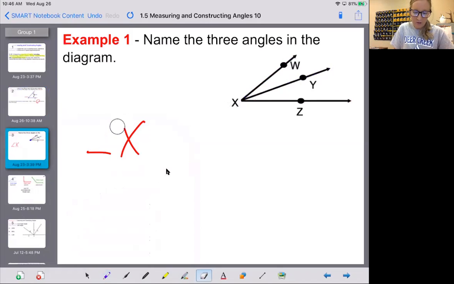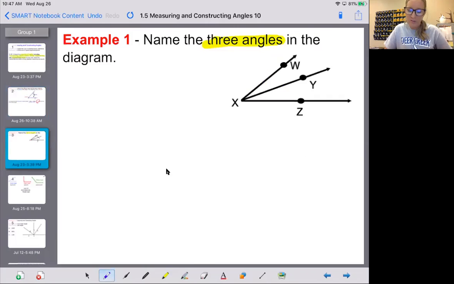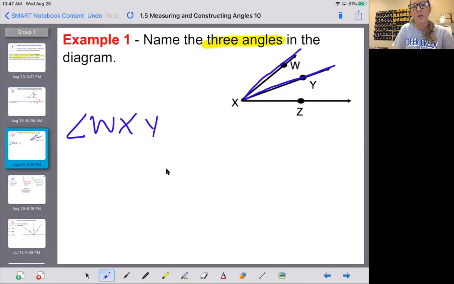So as we name these three angles that we're asked to name, we're going to make sure that we use the three letters to name it like we did on these two here. Okay, so let's do one of them. Let's talk about this top angle here. That blue angle, you could call that angle WXY. You could also name it a different way. You could call that angle YXW. Okay, so that is one angle.